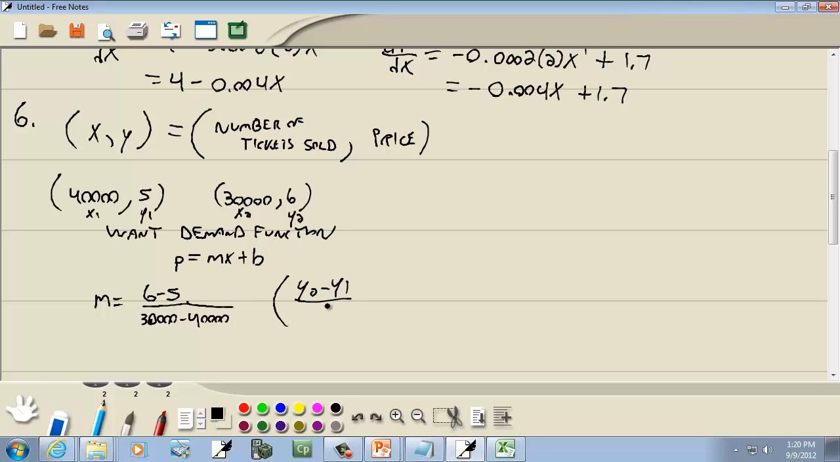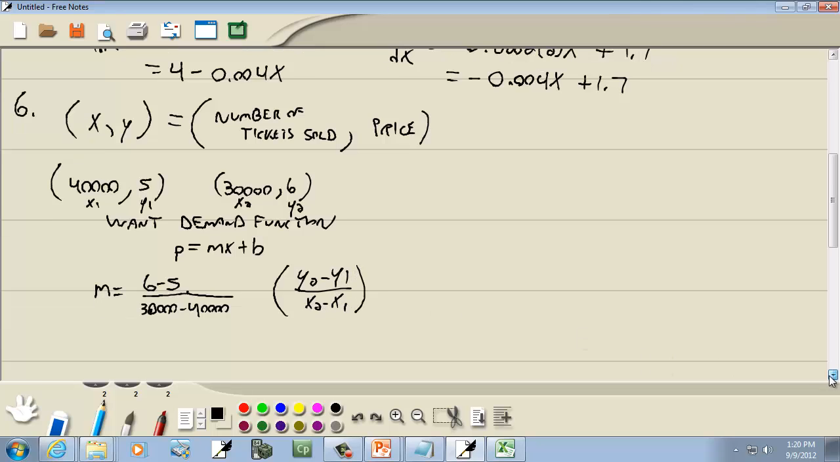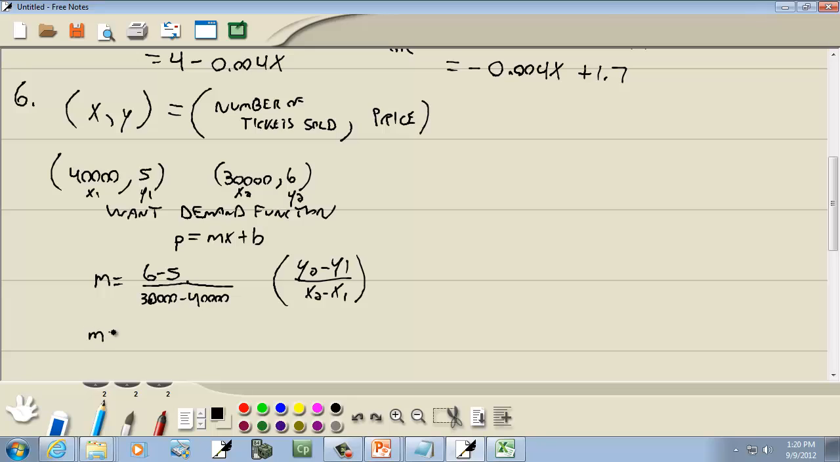y2 minus y1 over x2 minus x1. Well, that gives us 6 minus 5 is 1. 30,000 minus 40,000 is negative 10,000. I'm going to start putting commas there. My eyes are just kind of going haywire when I'm trying to see those.